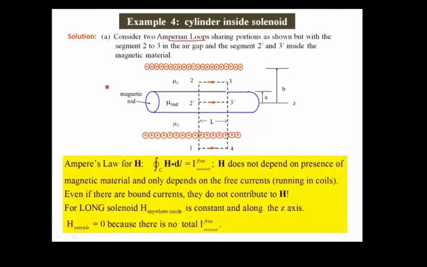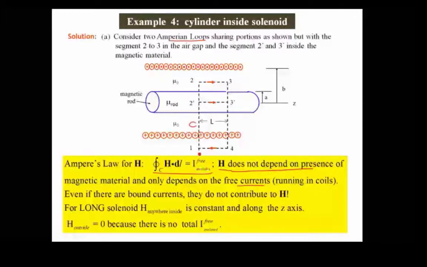We're going to consider Ampere's law for H, and if you remember, it's the integral of H around a closed path, which is equal to the free current that's enclosed by that loop. If we take this loop here, let's just call that C, we would first realize that H does not depend on the presence of magnetic material. It only depends on the free currents, and that's being forced upon us by this equation here.